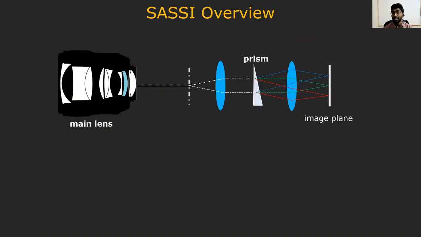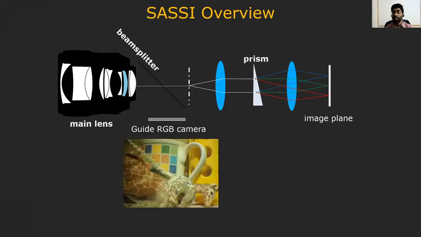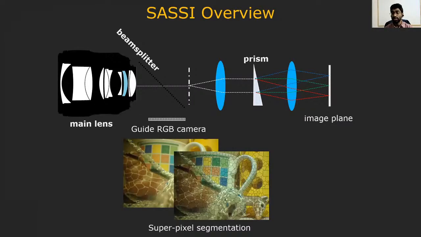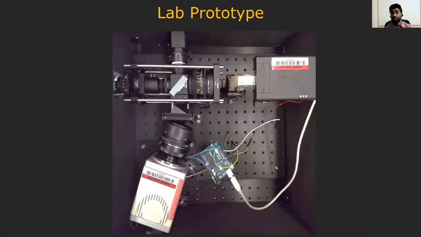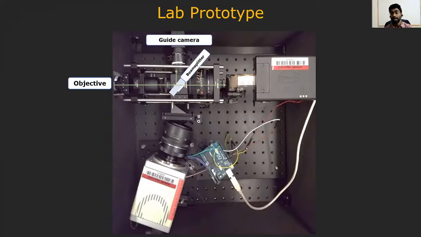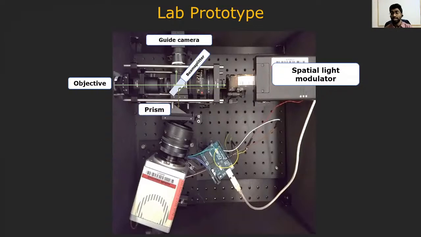To reiterate, SASSI is an adaptive imaging technique that utilizes an RGB image to capture an image of the scene, then superpixelates to identify spatially homogeneous regions, and then generates a sparse sampling mask. This mask is then loaded into the programmable spatial light modulator, which then captures spectra at these sampling locations. We built a lab prototype to test SASSI, which included an objective that focused the scene's image onto a guide camera and a liquid crystal spatial light modulator. The image from the SLM was then dispersed by a prism and captured by a grayscale camera.